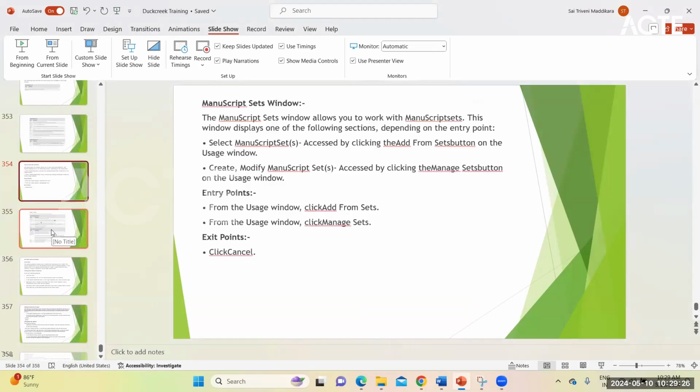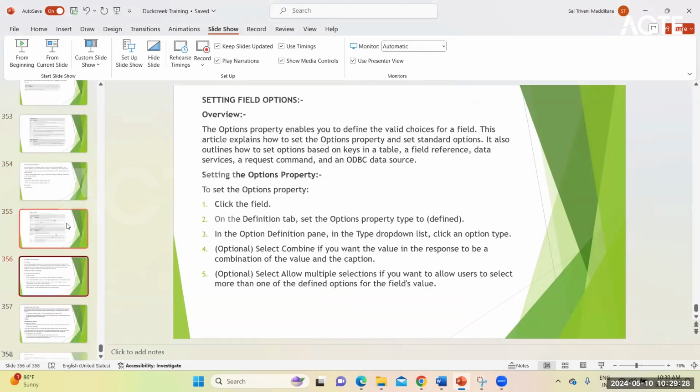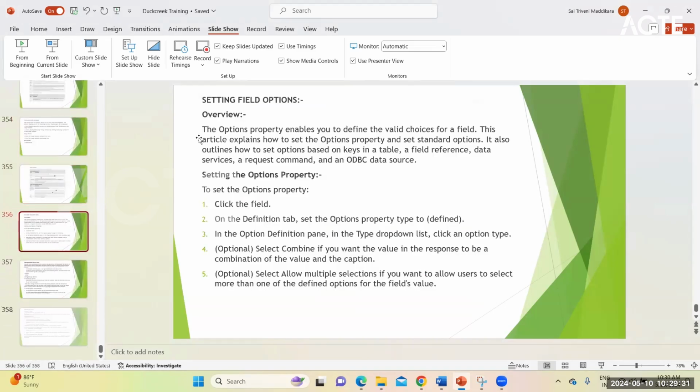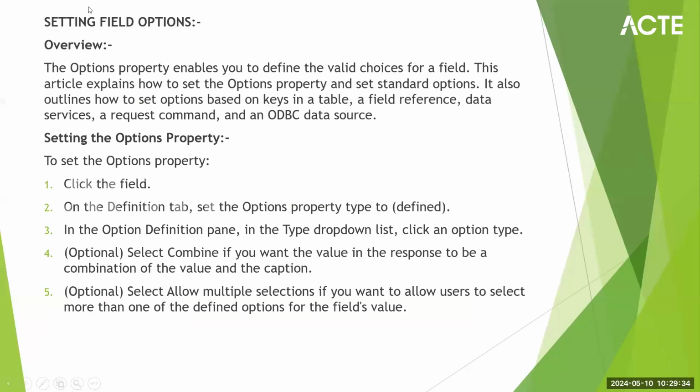So this also is like the set window. Set in the field option, in the sense like while you're creating a field, you can find this option tab available in the field. What this does basically is the option property enables you to define the valid choices for a field. This article explains how to set the option property and set standard options. It also outlines how to set options based on the keys in a table.